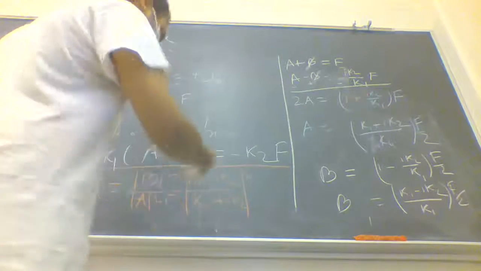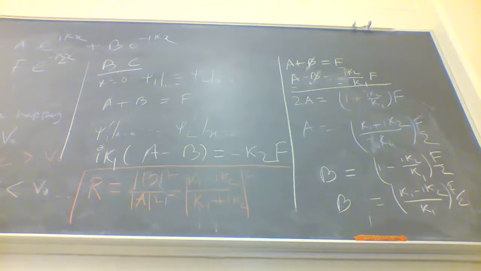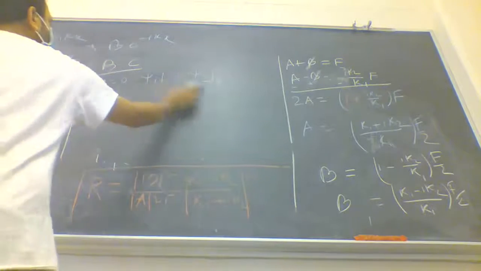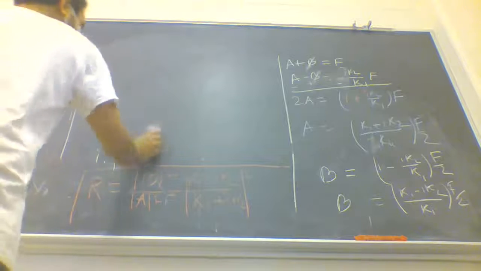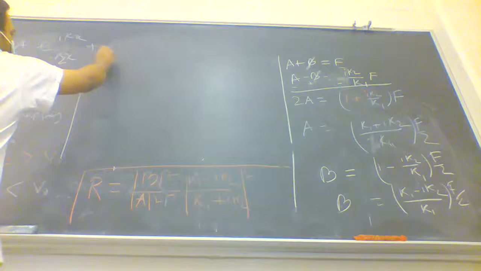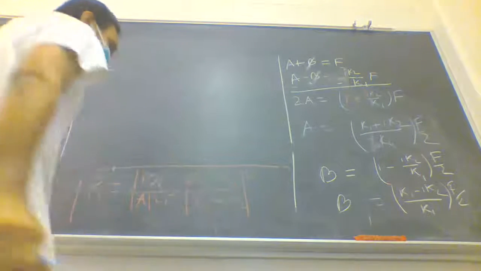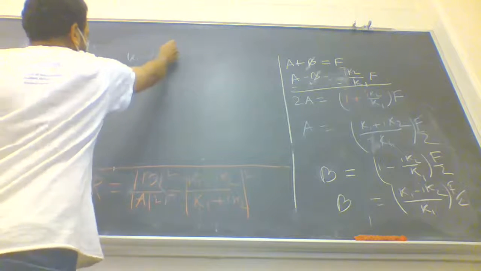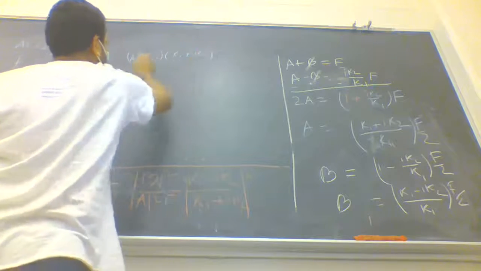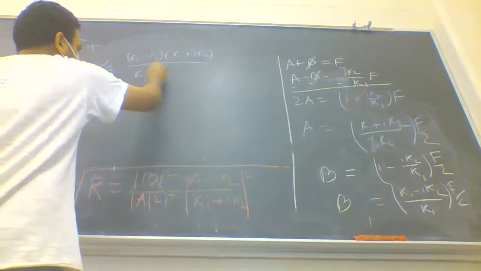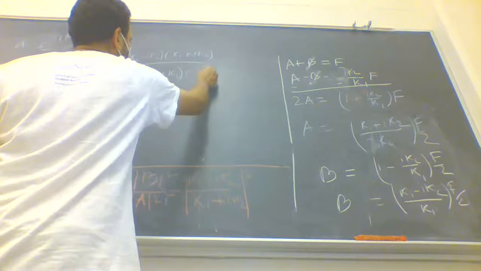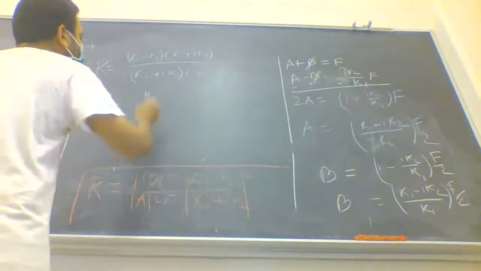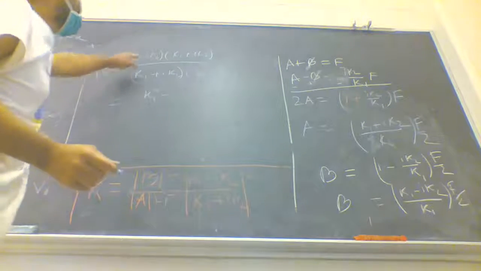This is the desired relation, and we can now modify it. Let's modify the relation again. R is equal to, this square means multiply it with its complex conjugate. That means (k1 minus i k2) into (k1 plus i k2). This is the complex conjugate of this. And here (k1 plus i k2) into (k1 minus i k2). Right? Then I can say k1 square minus a square minus b square. Look, a square minus b square.